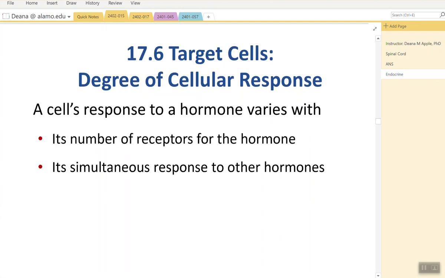Okay, let's see. The degree to which a cell responds to a hormone depends on the number of receptors that are expressed for that hormone and the responsiveness of that cell to other hormones. So there are always antagonistic effects to everything that's happening in our body. Why do we have antagonistic effects to every agonist in our body? To balance, which is called homeostasis. Our bodies are always trying to stay in homeostasis.